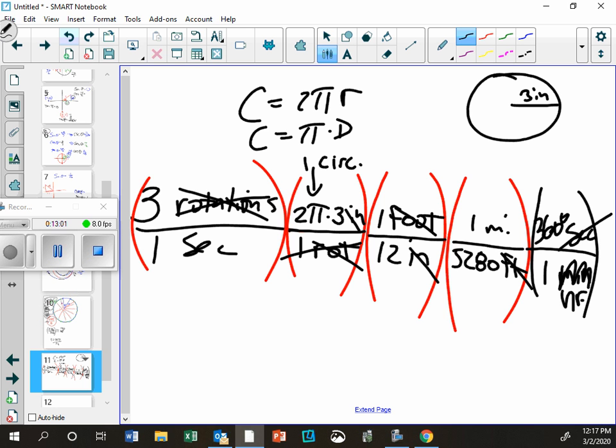Seconds cancel, and now that's messy, but that's what I'd be looking for on the test. I don't need you to multiply it all out. I just need to see the factors. So I'm going to go through and look for, again, this isn't the problem on the test, but there's going to be something like it. I'd be looking for, do they have the 12 and the 5280 on the bottom? And do they have the 3 and the 2 pi times 3 on the top? And I'll make sure the units are there too, like inches or miles per hour or whatever. In this case, miles is there and hours is there, so they would have passed.